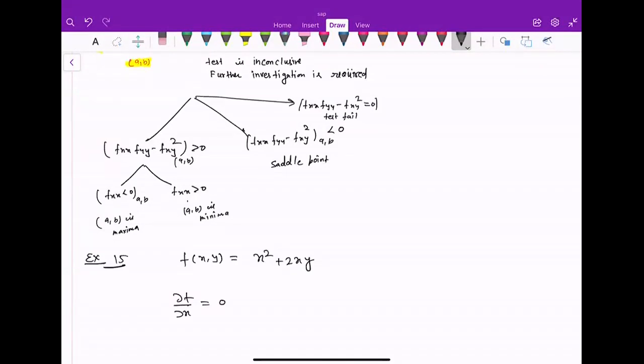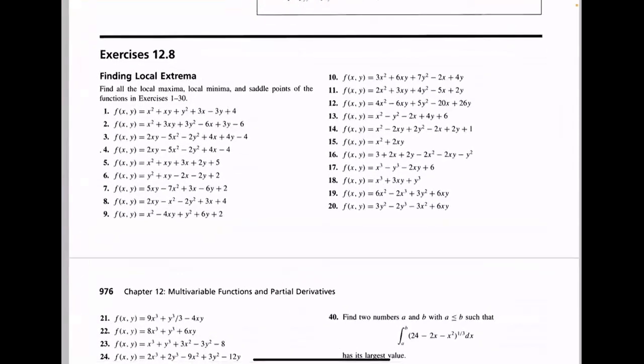Ma'am, what's the question? Question number 15. Find all the local maxima, local minima, and saddle point of all the given function.